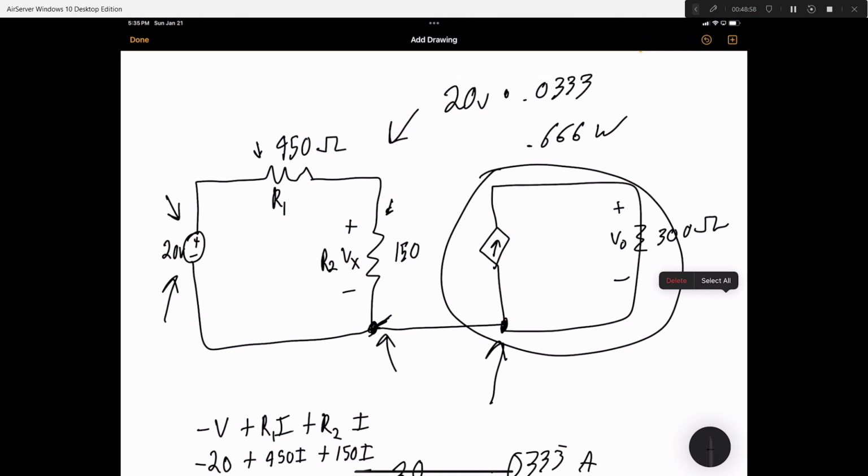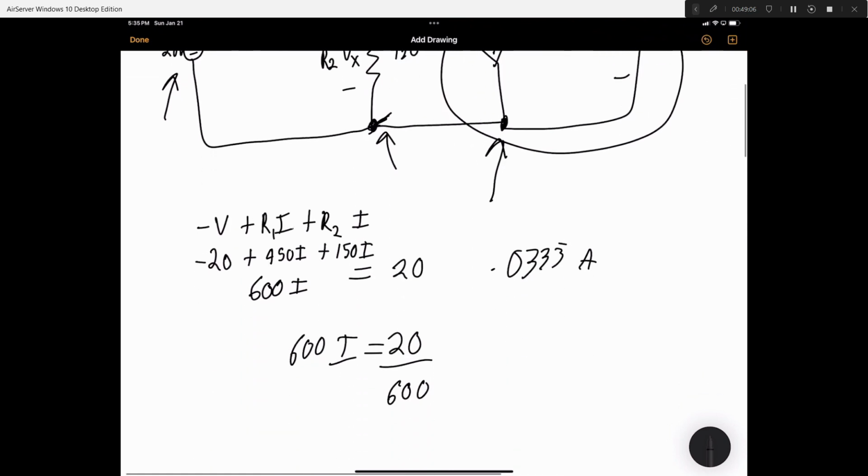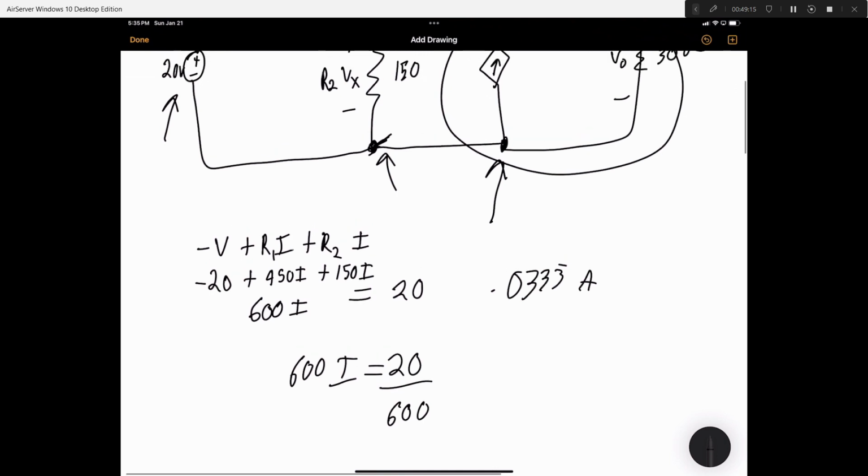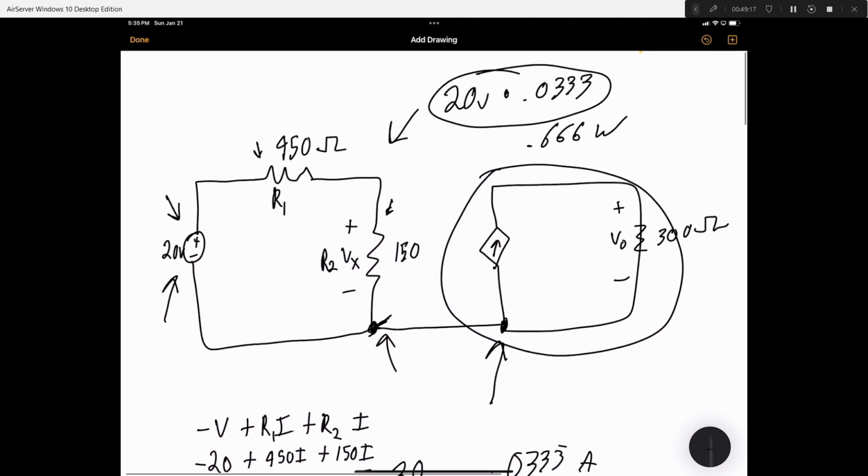So 20 times the current leaving here, after the current goes through these first two resistors, which we can find from Kirchhoff's voltage law here. So 20 times 0.033333. That's that. Okay. This will be like part one. I need to do the other questions.